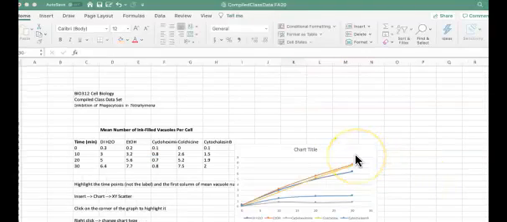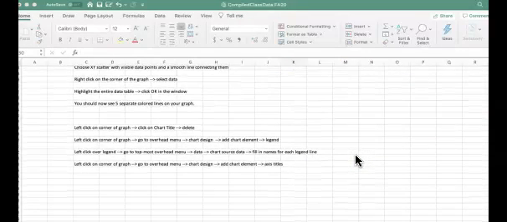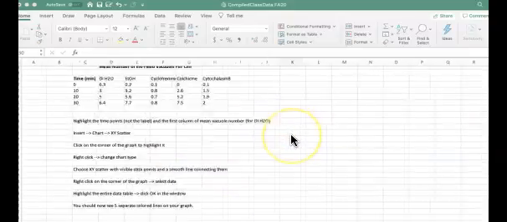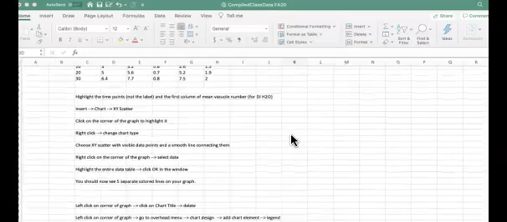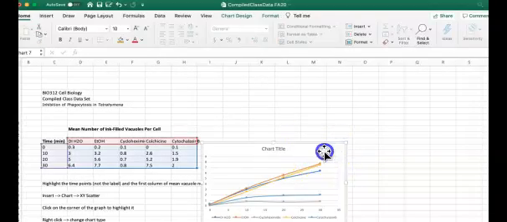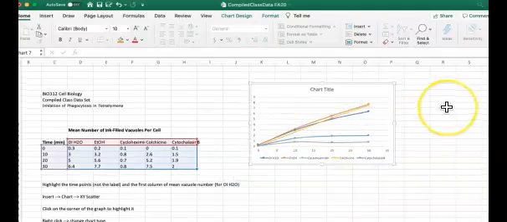Now, if we scroll down in the directions, you'll find that there are a couple other things that you have to do to get your chart ready for submission, get your graph ready. You're asked to delete the chart title. You're asked to check the features of your legend. You're asked to put a title on your x-axis and put a title on your y-axis. So we have a couple other things that we need to do to get this graph ready for submission.